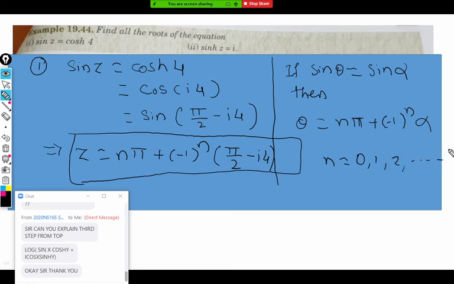This sine z equation is a polynomial of infinite degree, because if you see the Maclaurin series of sine z, it is like z minus z cube by 3 factorial plus z raised to 5 upon 5 factorial and so on. So these have infinite roots actually.